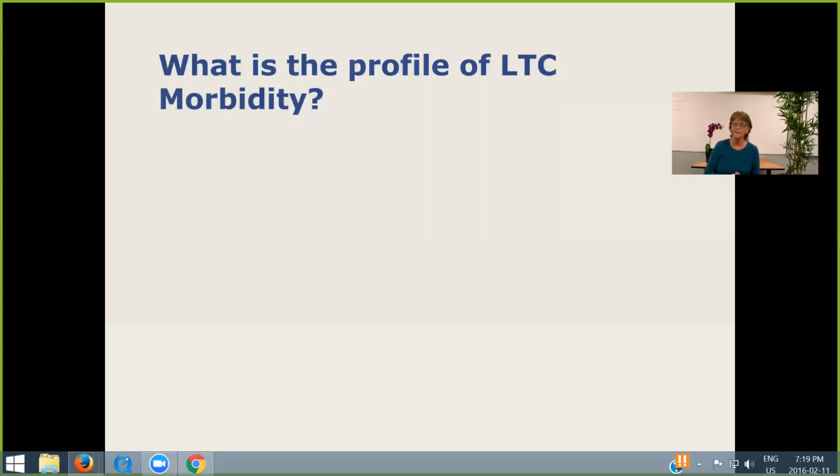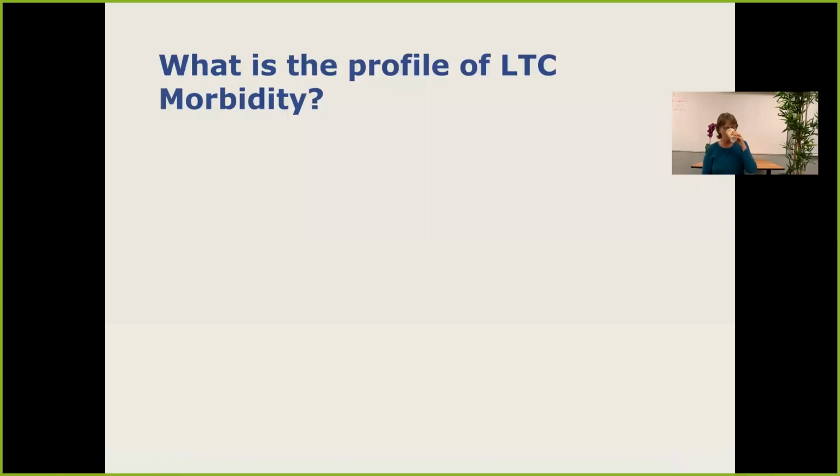What do you think some of the things are that you'd see among residents in a long-term care facility? What kind of diseases and what kind of conditions? Let's see what we've got here. Some of these will be very apparent, some of them might not.